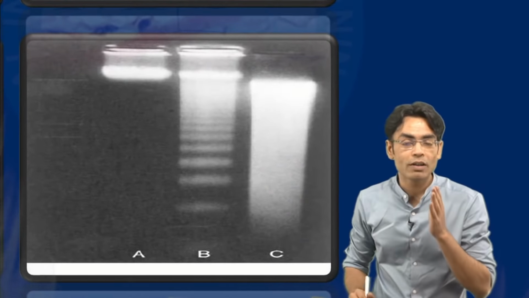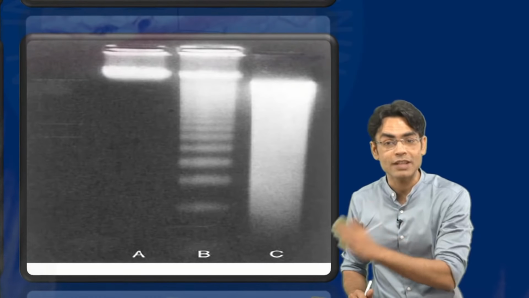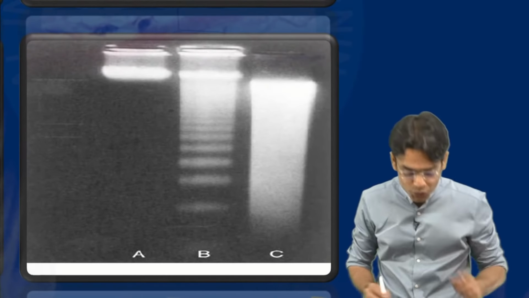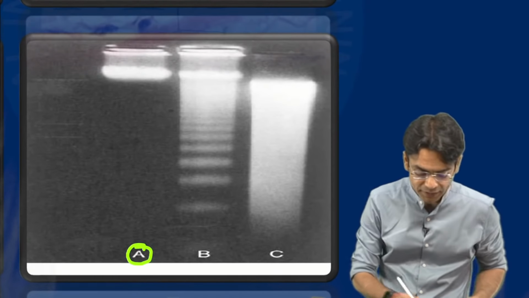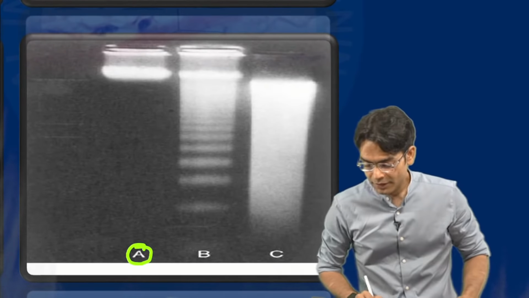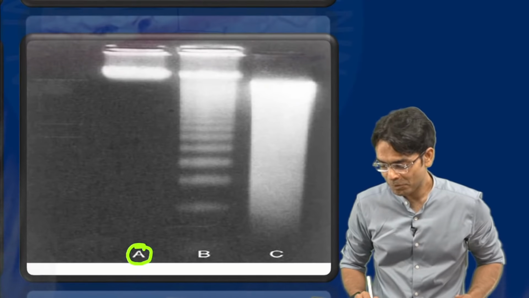Now tell me, this technique is DNA agar gel electrophoresis, which we are doing for making a difference between apoptosis, necrosis, and all that. So we'll go one by one. I want you to tell me what is A. What is A? Tell me this first.